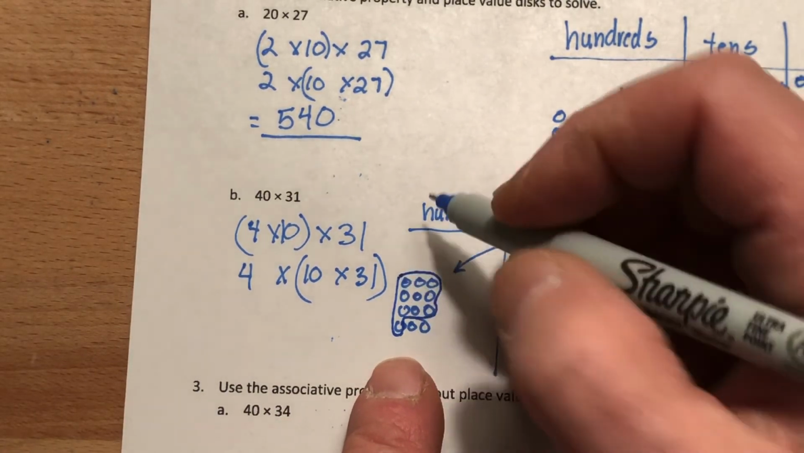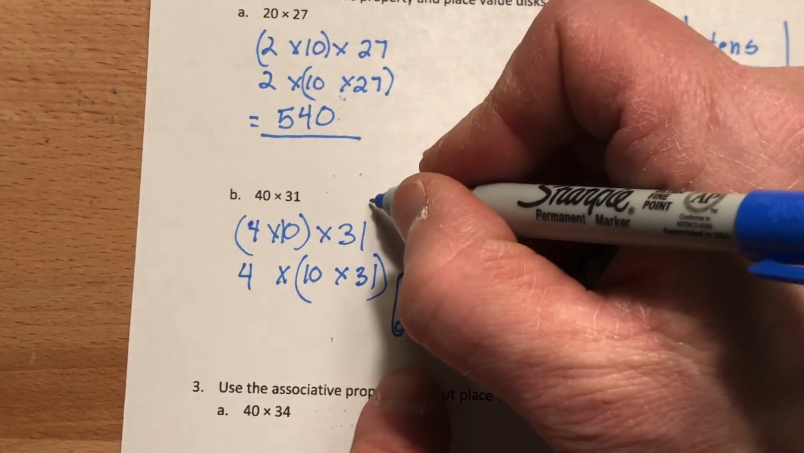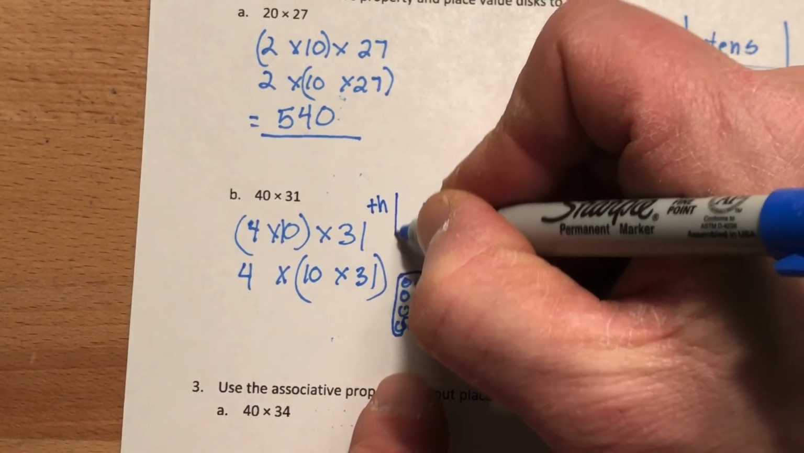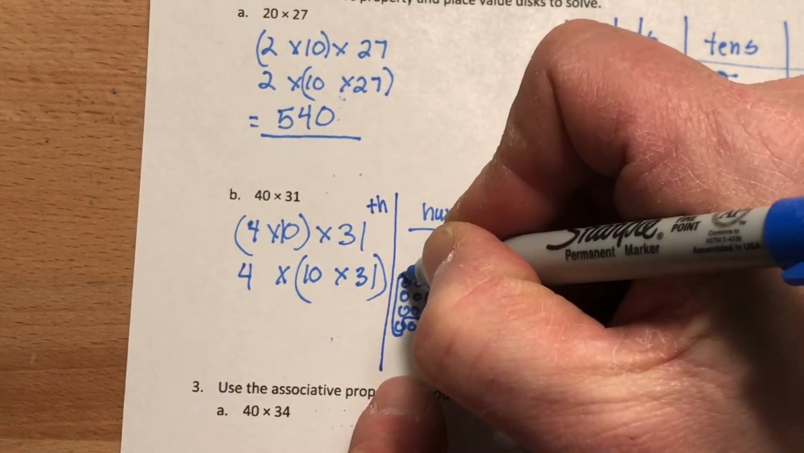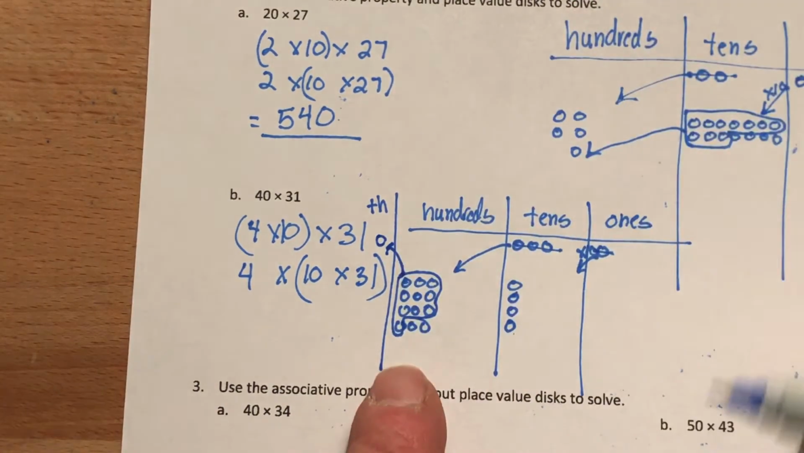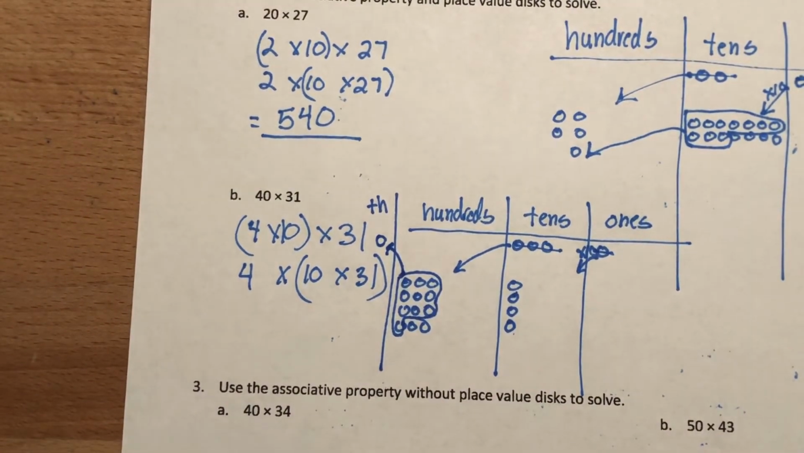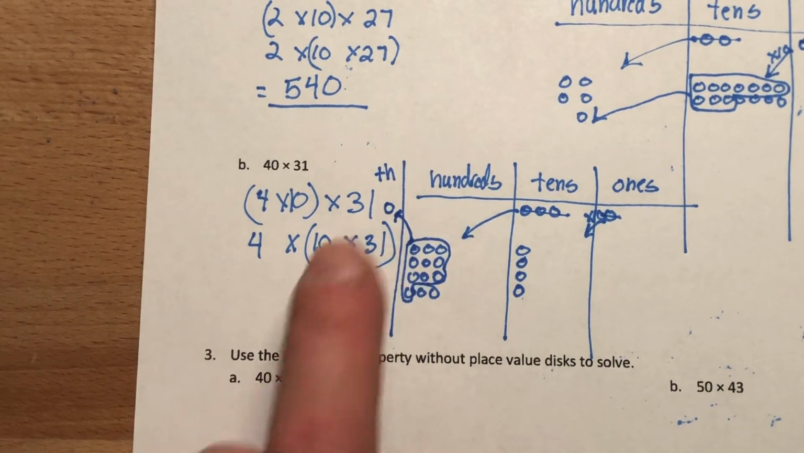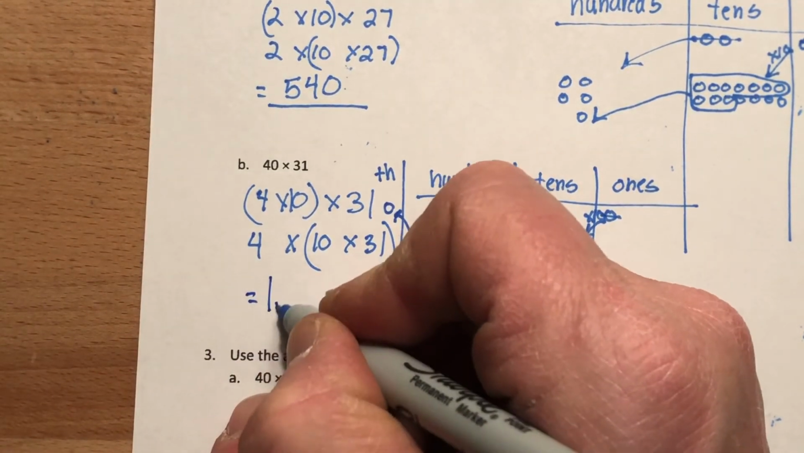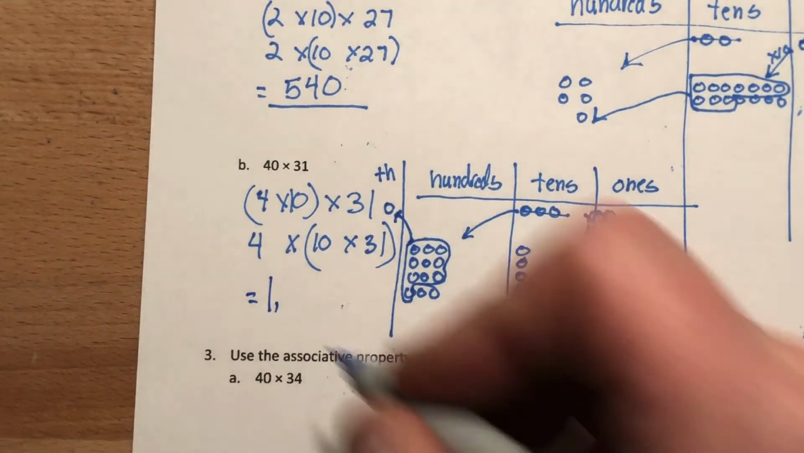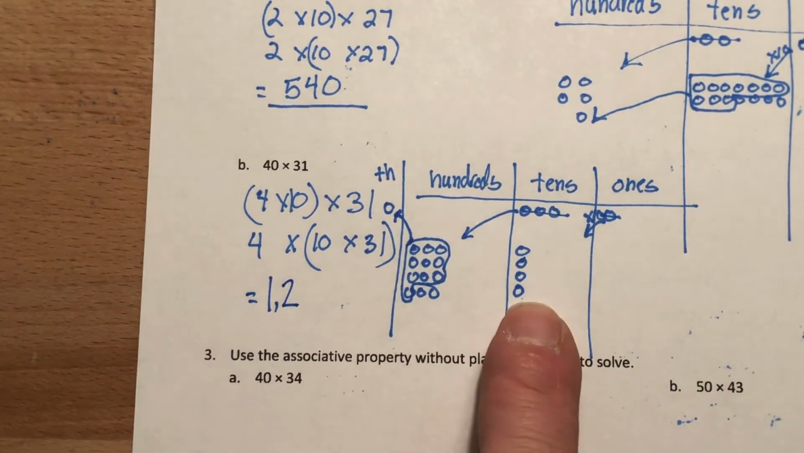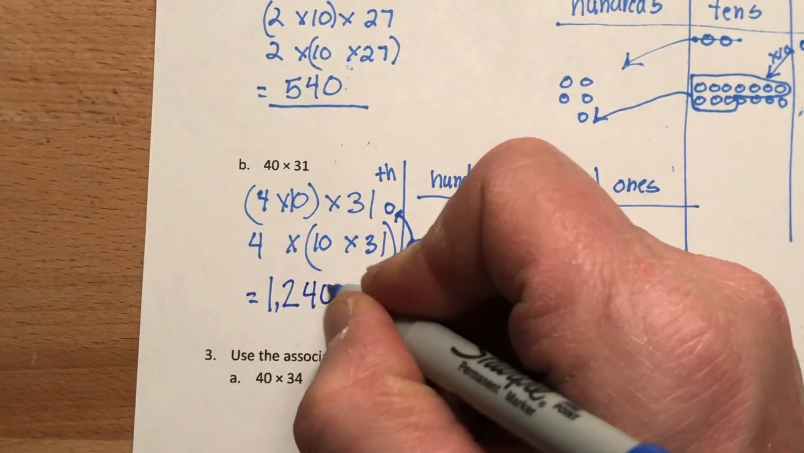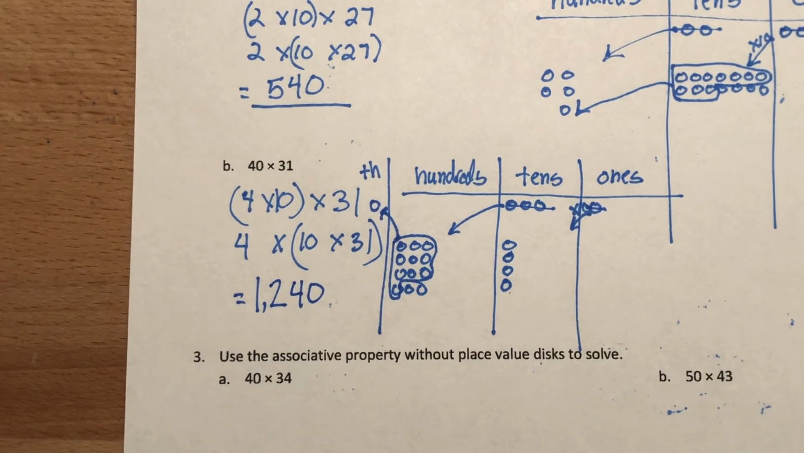So I kind of run out of room here. So I'm gonna put a TH, and that's gonna come over here and make it 1,000. Okay, sorry about that. Ran out of room. So I've got 1,000, 240. Nice.